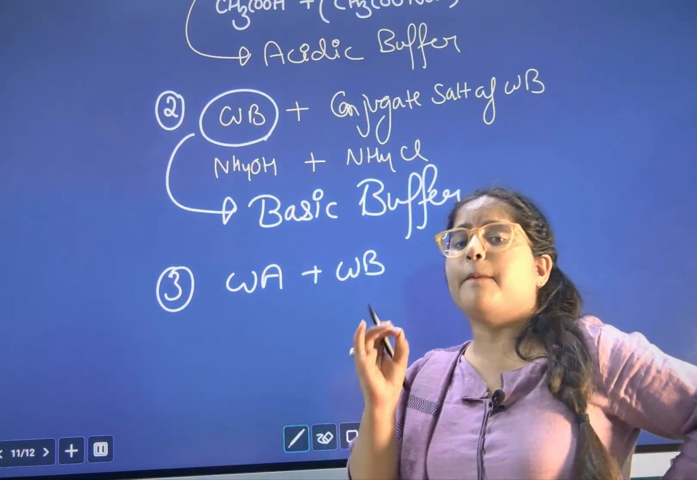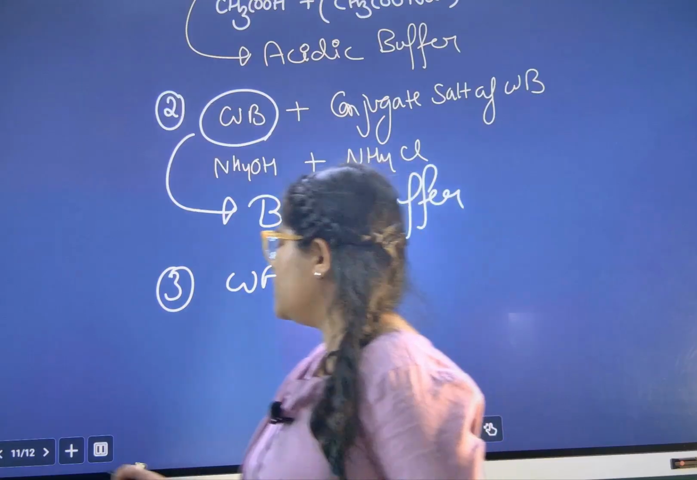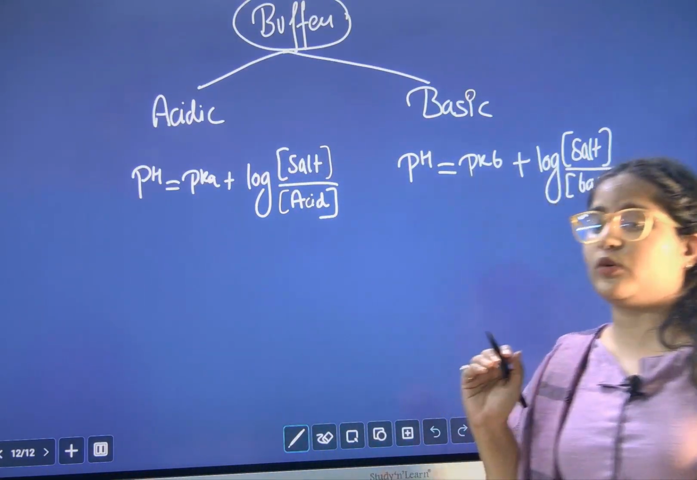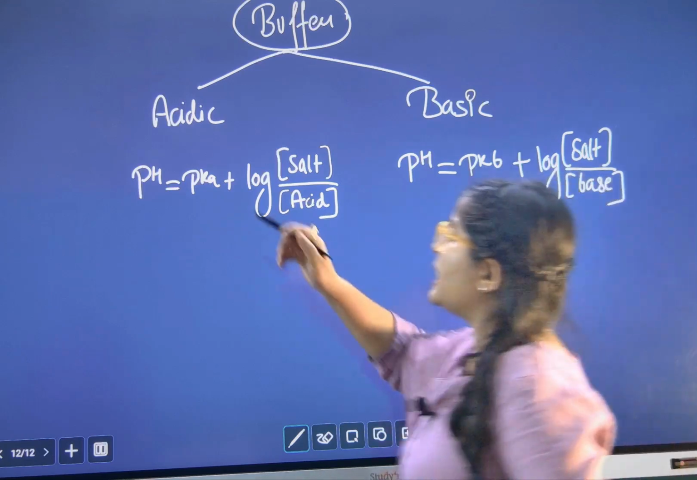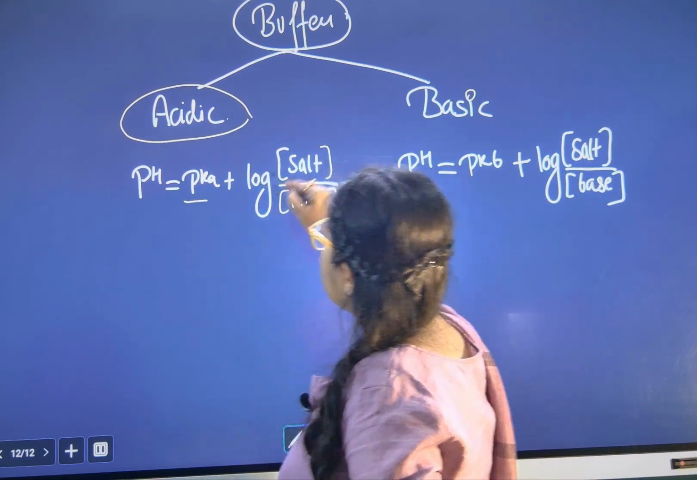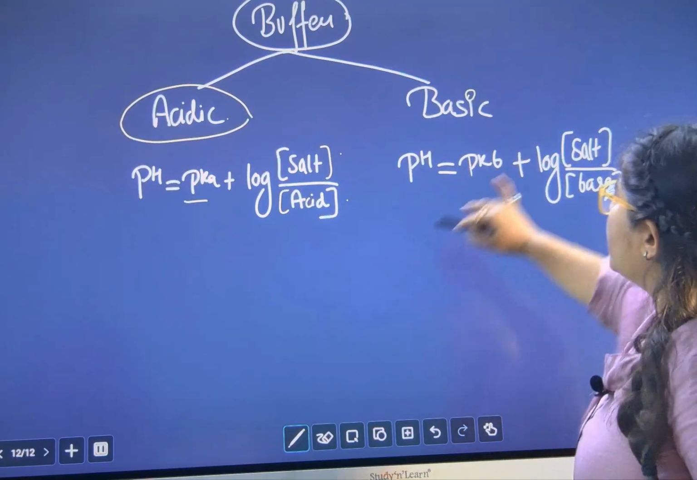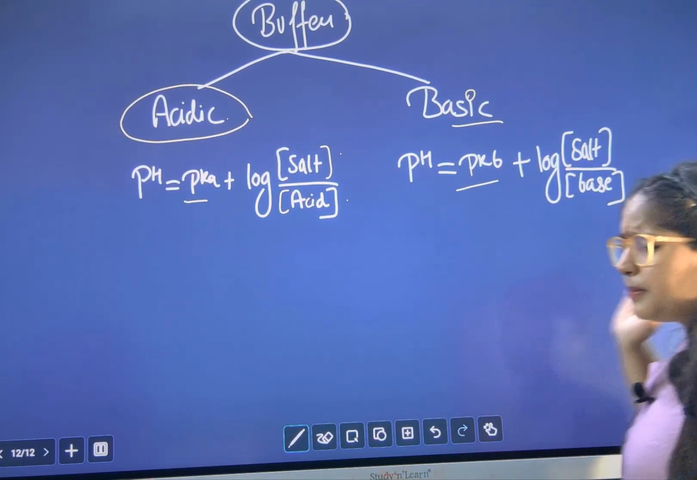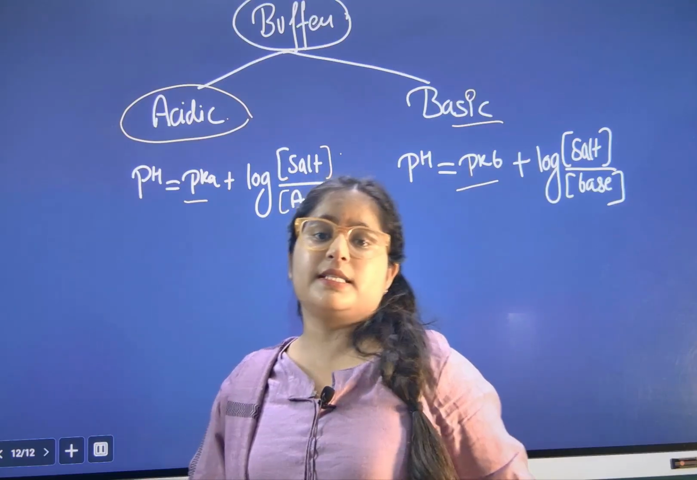Now let us see the pH calculation of buffer solution. Here I have written the formula for pH calculation of buffer. If it is acidic, the formula is pKa plus log salt by acid. If it is basic, then pKb plus log salt by base. It's very easy. It is very simple. Fine.